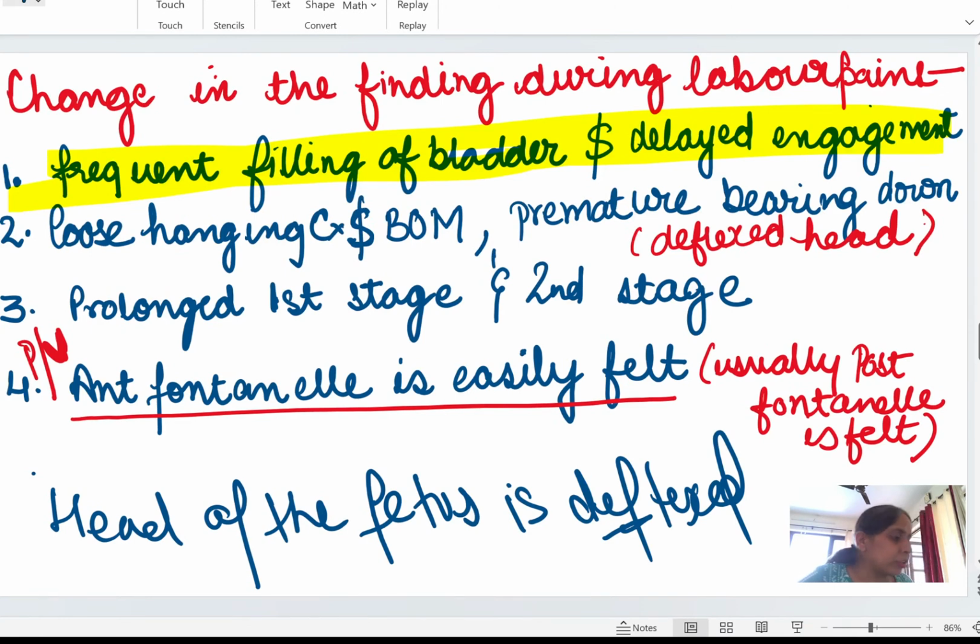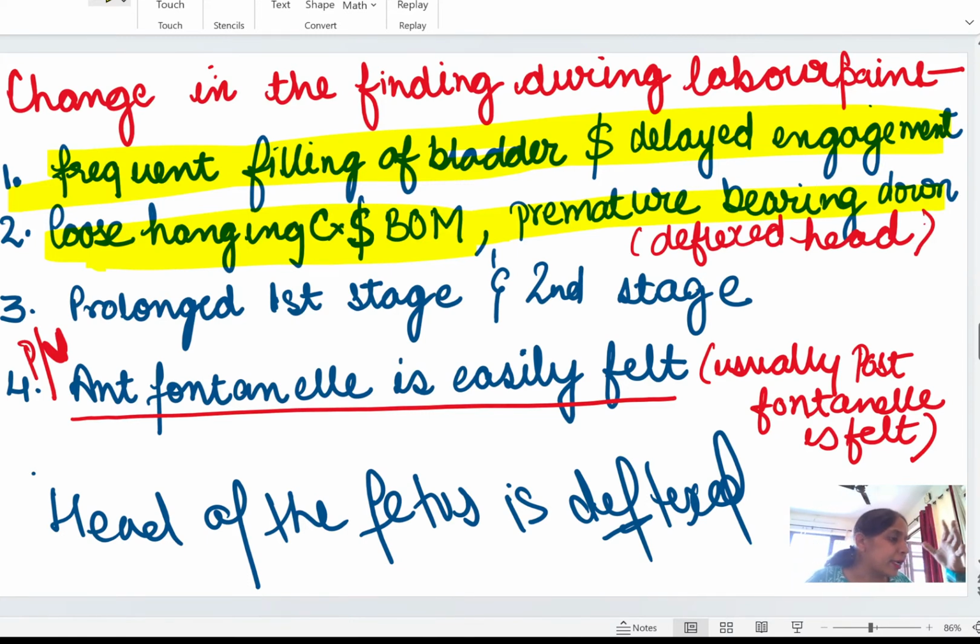Okay. We will wind up all this in one page. We are just making our concept understandable. Okay. There is delayed engagement because the head is deflexed, so there is loose hanging of cervix and basement membrane.